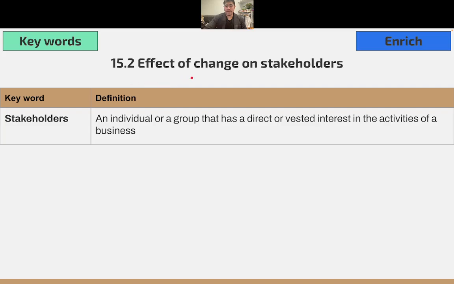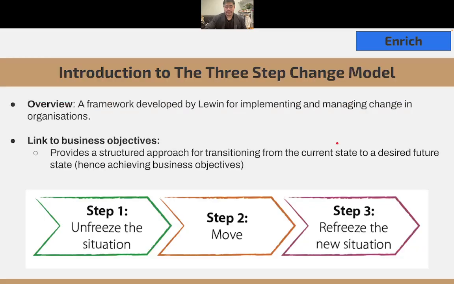15.2 is the effect of change on stakeholders, and there are no definitions in this one, but this is just remembering what stakeholders are. So an individual or a group that has a direct or vested interest. So these are what the keywords are here. So direct or vested interest in the activities of a business. So how anyone that is basically affected by the business.